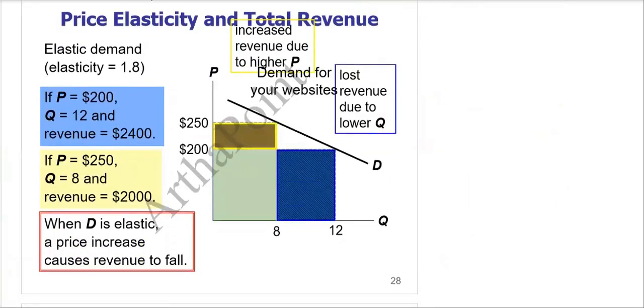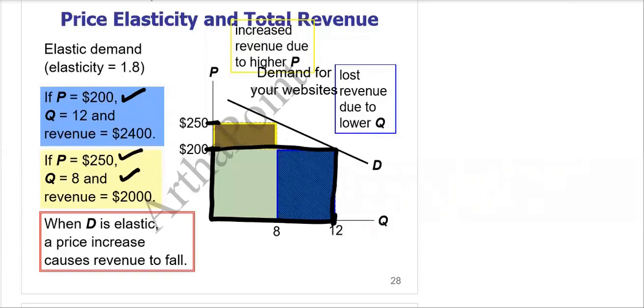Now see here. This is a diagrammatic representation of the same thing. Initially, my price was 200. At price 200, I was buying 12 units. So my revenue was this much, price into quantity. It was 2400. When my price increased to 250, quantity became 8. So my revenue was 250 into 8, which is 2000.